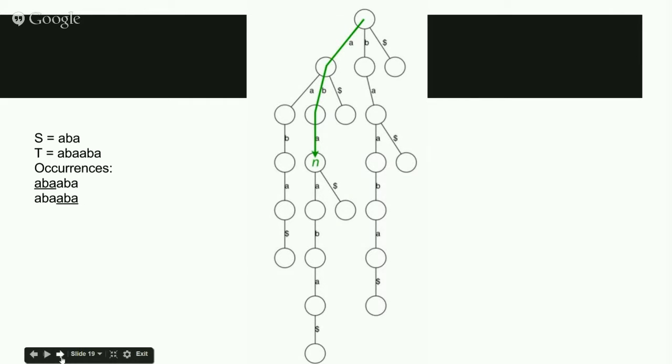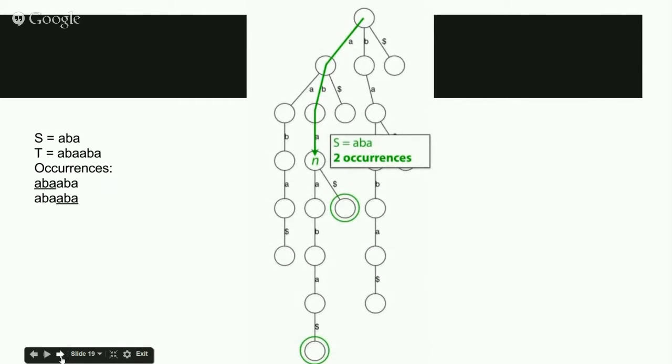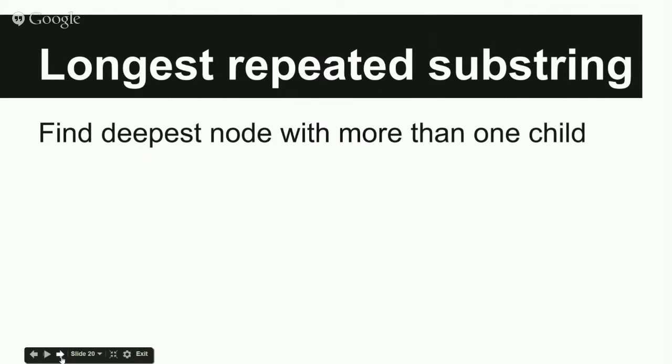So now you see the node n there. That's the root of this baby tree, right? That's the root of the subtree over there. And so you look at how many leaves it has, and you can do that using a depth-first search. So if you click, you see that there are 2 leaf nodes. So you know that there are 2 occurrences of the substring ABA within the text ABAABA. Okay, next slide, please.